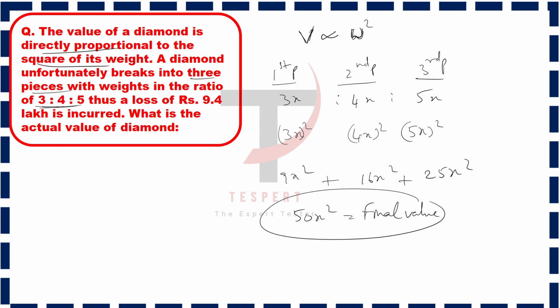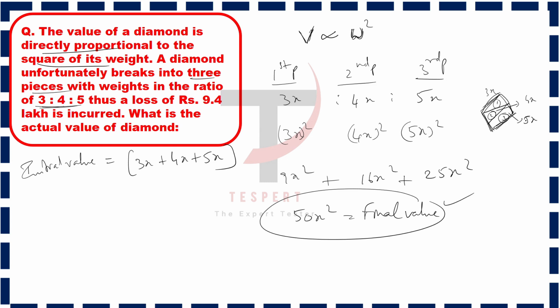So let's now calculate the initial value, that is before breaking. This is the value after the breaking, right? We calculated the individual values of each part, and we summed up everything. Now let's calculate the initial value of the diamond before breaking, right? So initial value will be equal to 3x plus 4x plus 5x. If a diamond got broken, in this case it is divided into 3 parts, right? This is the first part, this is the second part, and this is the third part. So we consider this part to be 3x, this one to be 4x, and this one to be 5x.